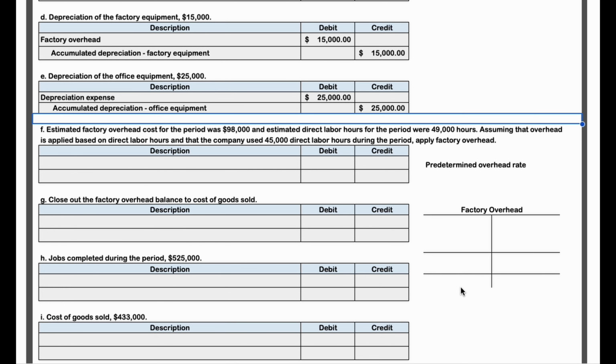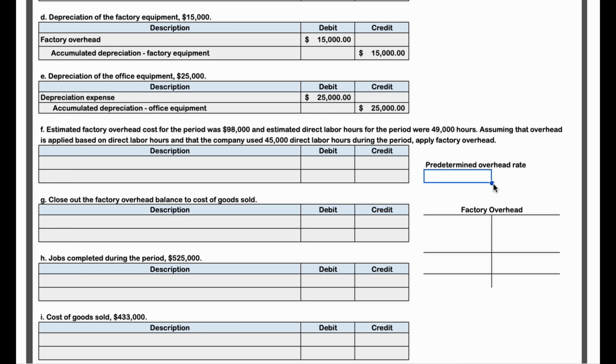Previously, we learned about predetermined overhead rate. Now we have to figure it out again for this problem. So our estimated factory overhead cost for the period was $98,000, and estimated direct labor hours for the period were 49,000 hours. Assuming that overhead is applied based on direct labor hours, and the company used 45,000 direct labor hours during the period, apply that factory overhead.